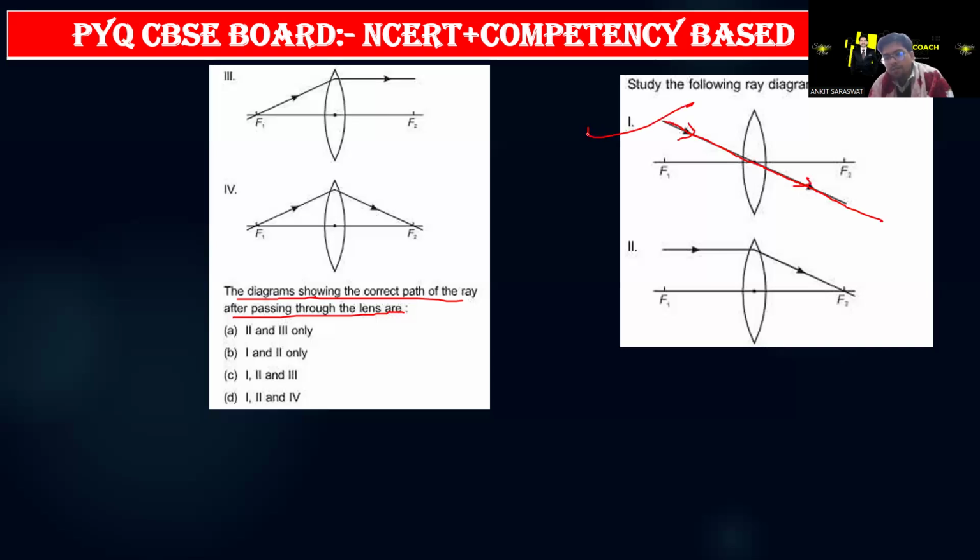That is correct. A light ray parallel to the principal axis will pass through a focus. That is also correct. A light ray that is passing through a focus becomes parallel to the principal axis. That is also correct. But you can check, here it is passing through a principal focus, but it is not parallel, so that is not correct. So which option is correct? First, second, third. Option C. Clear? Thanks. Thank you.